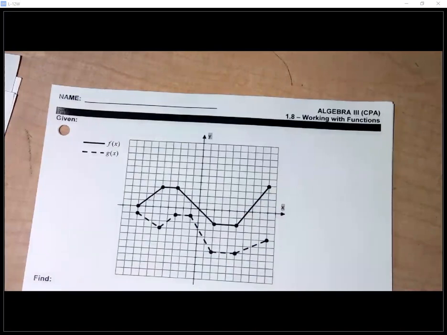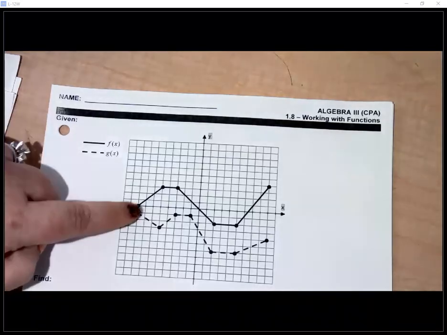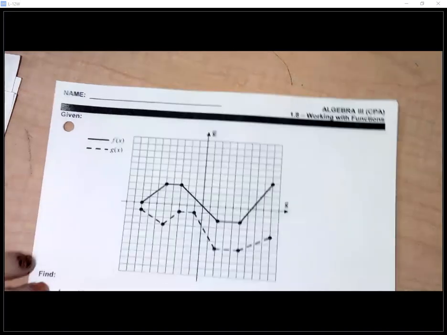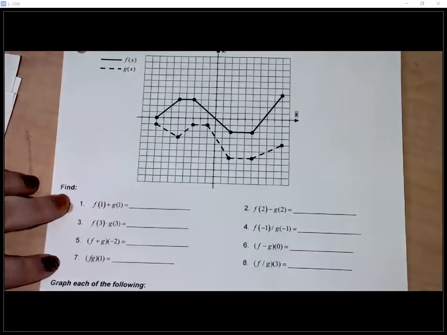We don't have an expression that represents them, but what's so neat about this is that we can still use the graphs that were given, and we can go ahead and answer these questions down below. So let's try one of them together.